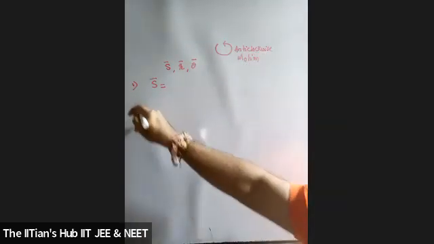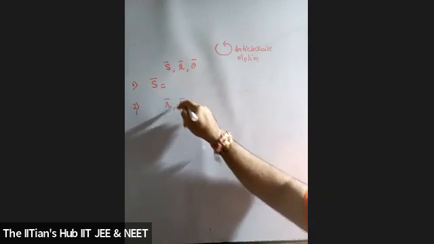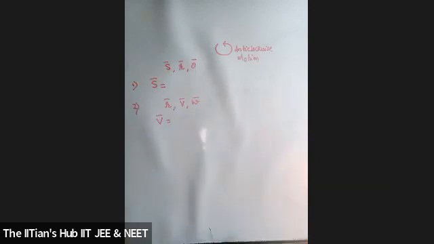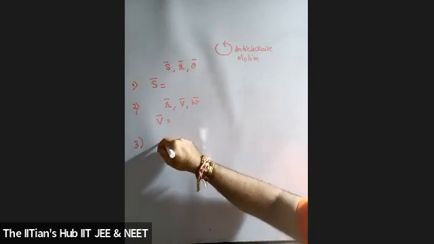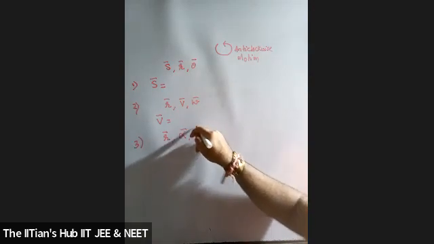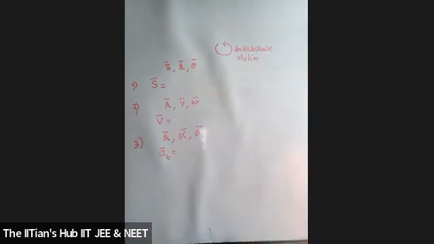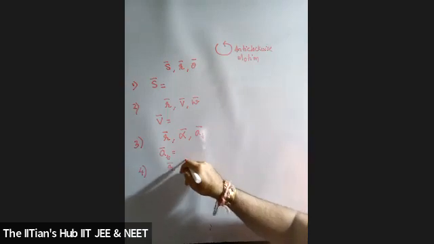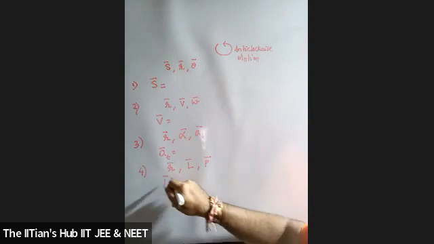I want you to write the correct vector relation. Second one, students: I want a relation between R bar, V bar, and omega bar, and V bar is the subject. So write the correct vector notation for this. Third one: position vector, angular acceleration, and tangential acceleration, and tangential acceleration is my subject. Write it in correct vector form. Fourth one: position vector, angular momentum, linear momentum, and I want angular momentum as my subject.